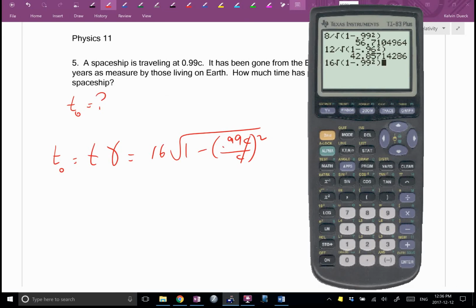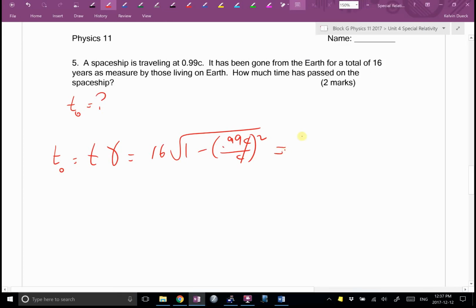By the way, is the answer here going to be more than 16 or less than 16? Does time move faster or slower on the spaceship? Which one? Slower. I know ahead of time, if I get an answer bigger than 16, I've messed up. Slower. Only 2.25, 2.26. Really 2.3, I should really only go to 2 sig figs. Half mark, 1 mark, half mark.